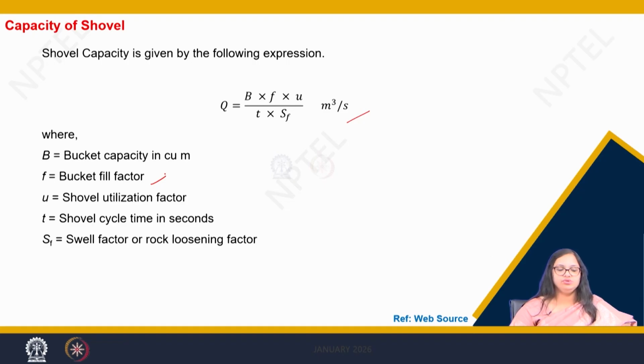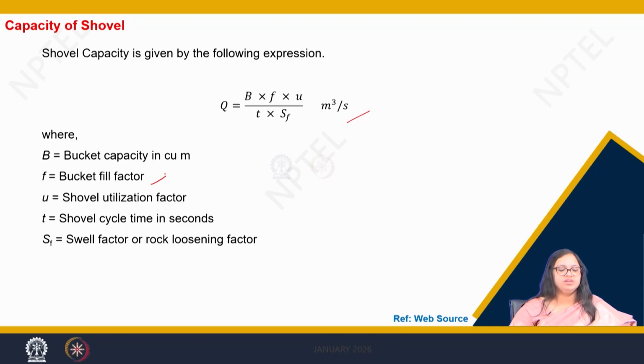Then what is U? U is the shovel utilization factor. Now there is 24 hours. In 24 hours, only 16 hours is utilized. So that gives you the shovel utilization factor. Again, it is a fraction. Now when we talk about the shovel cycle time, it is given by this unit T, and this shovel cycle time is in seconds. So for how much duration the shovel has operated is given by this shovel cycle time.